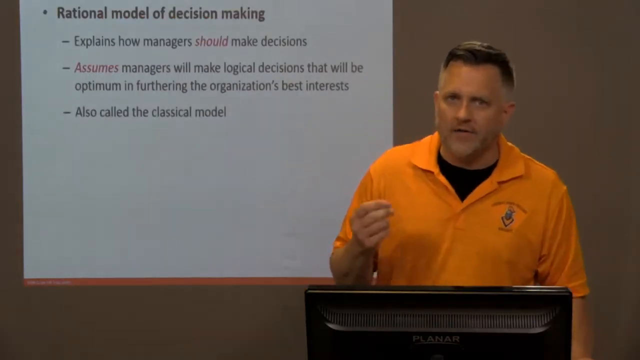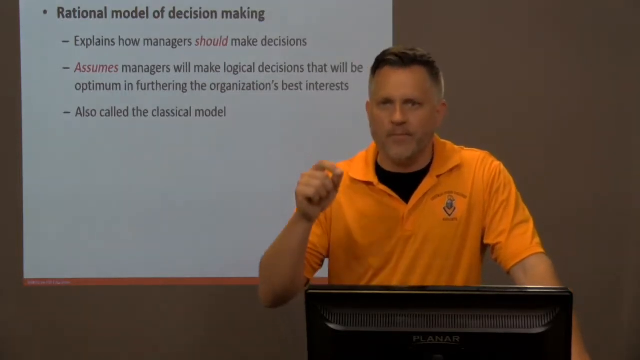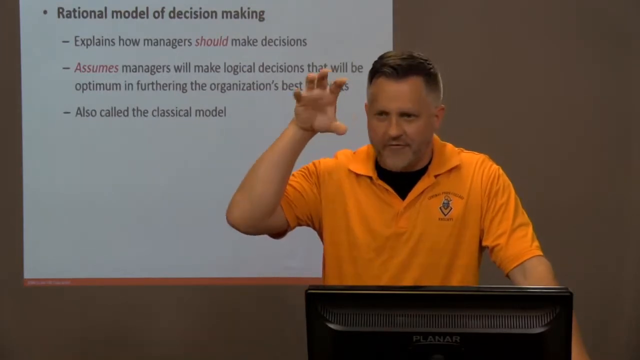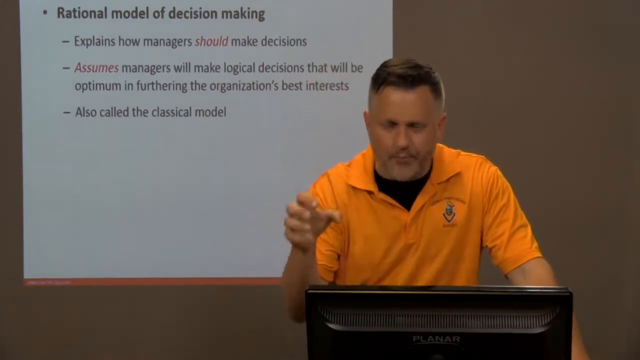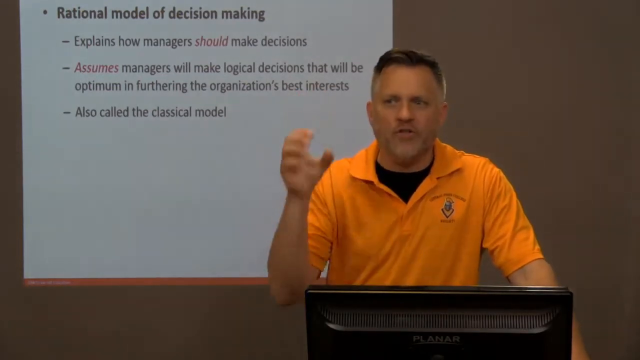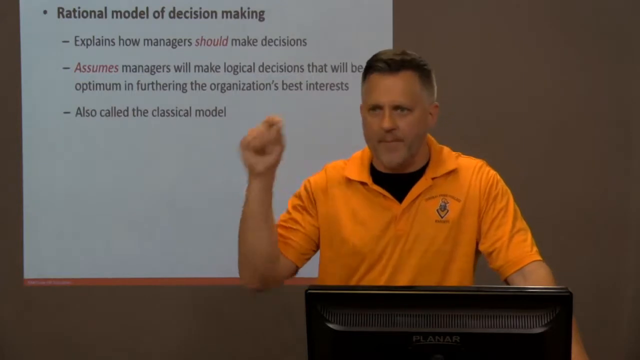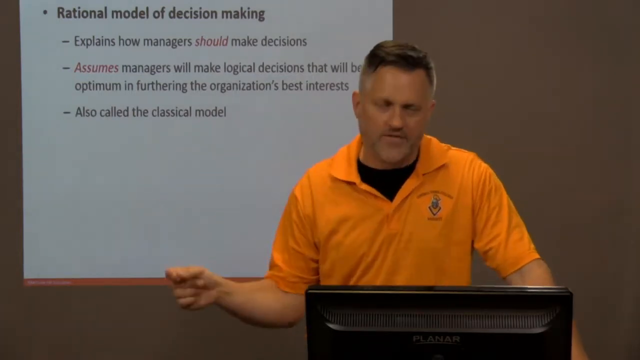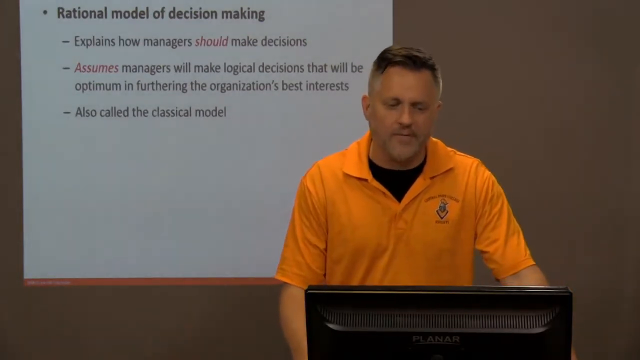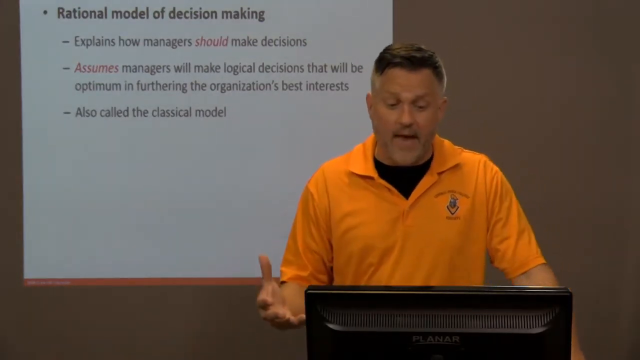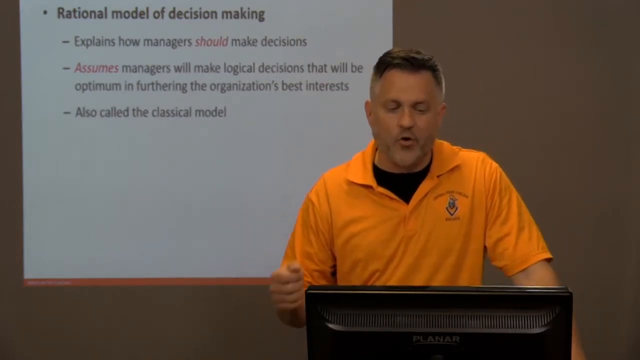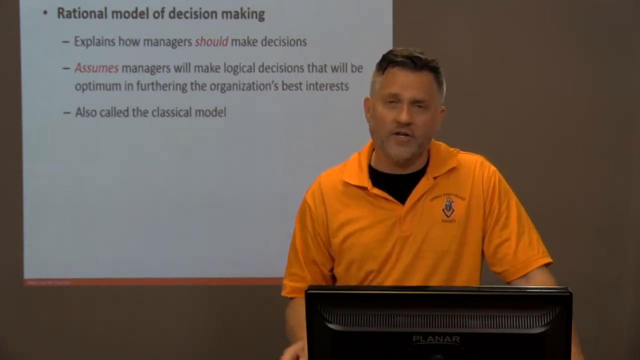The rational model of decision making, again, came about because it was really the only way economists could view an organization: if rational people were making decisions in the best long-term interest of the corporation. It's really the only way we can determine the best way to run an organization, what are the best decisions to optimize shareholder value. It explains how managers should make decisions. It assumes managers will make logical decisions that will be optimum in furthering the organization's best interest.